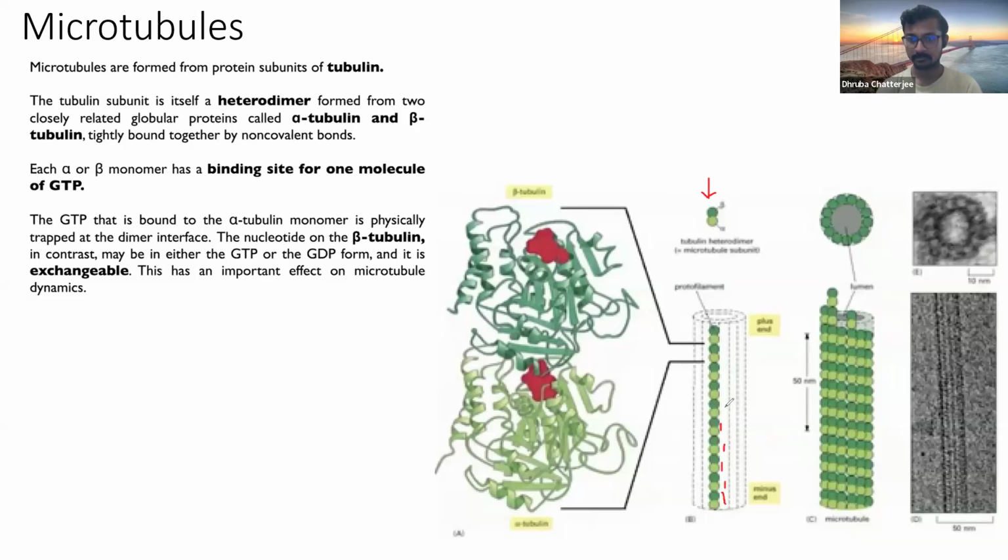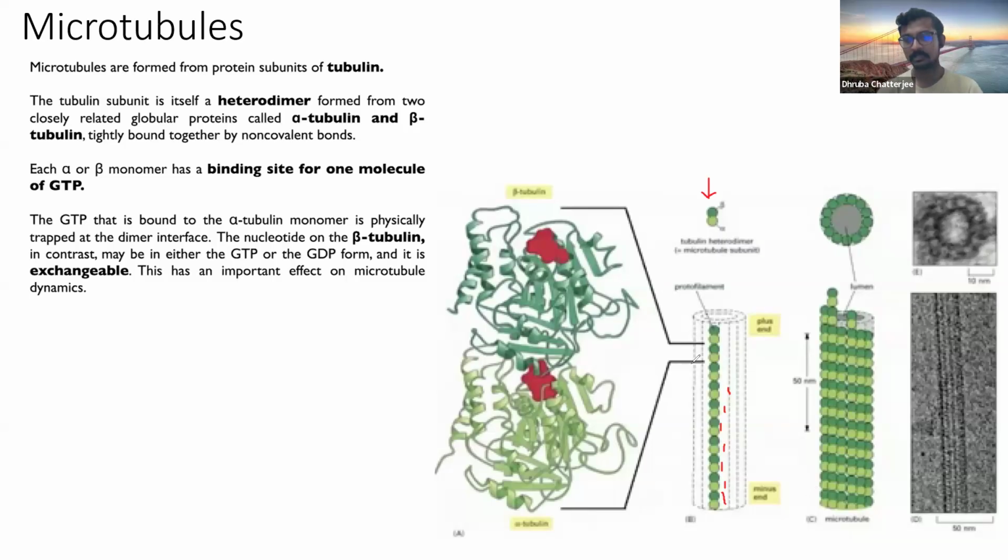These dimers join with one another to form single filaments, which are called protofilaments, right? Then several of these protofilaments, to be precise 13 of them, will assemble laterally, one after the other, in a spiral manner, to form a hollow tubular microtubule filament.